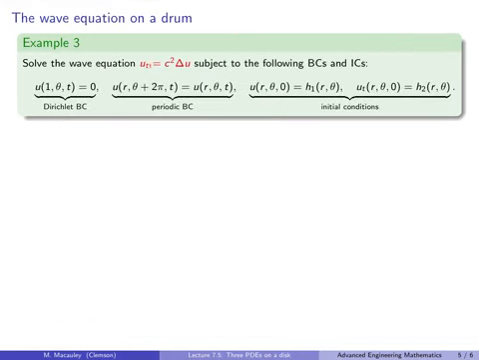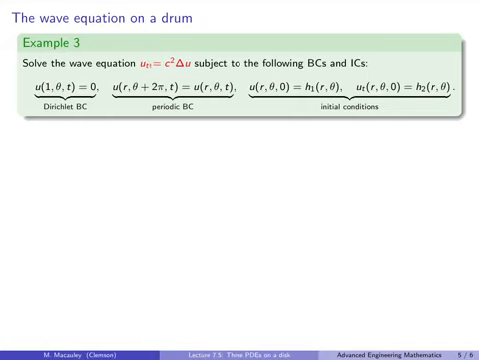Finally, our last example could model, say, the wave equation on a drum. So let's solve the wave equation with the same boundary conditions as before. If you have a circular drum, it makes sense that it's going to be clamped down along the edge, because it's circular. You need periodic boundary conditions in theta. But now we need two initial conditions. We need both the initial position of the drum and also the initial velocity, because we have two time derivatives.